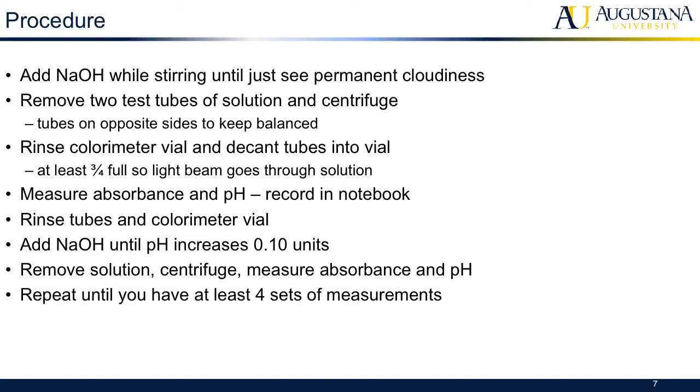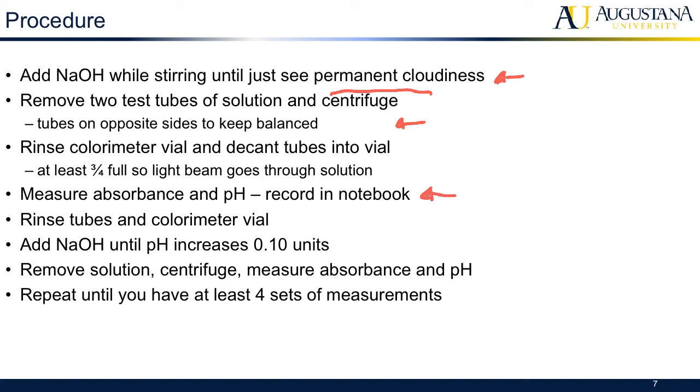Now, a couple of other details with this. You need to be careful when you're adding that hydroxide. You don't want to overshoot initially, because then you're going to have problems later on. You want to add just enough that you see a permanent cloudiness, which is indicative that the precipitate's being formed. After taking out and centrifuging your solutions, you're going to measure the absorption of those and record the absorption and the pH for each of those trials.